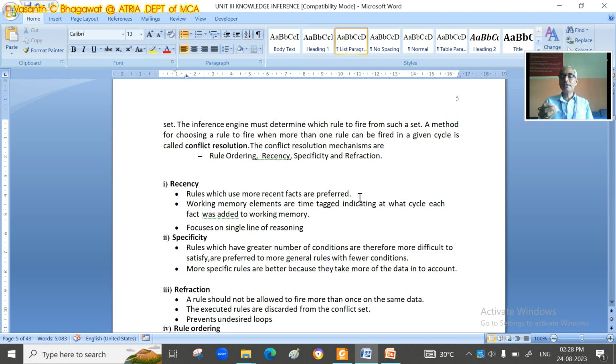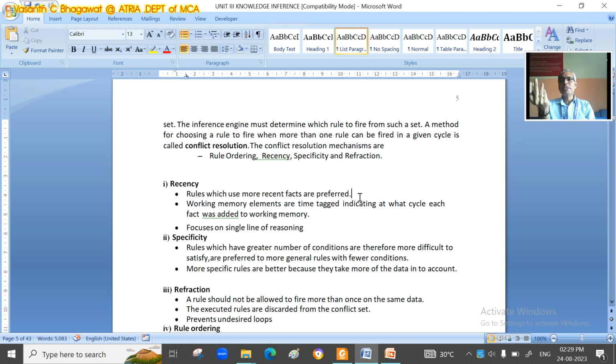Working memory elements are tagged, indicating at which cycle each fact was added. When and how the facts keep on adding into our knowledge base, which are the most recent facts, and based on that fact, out of the two rules which have a conflict, either the first rule or the second rule is selected. This is one way of avoiding the conflict.